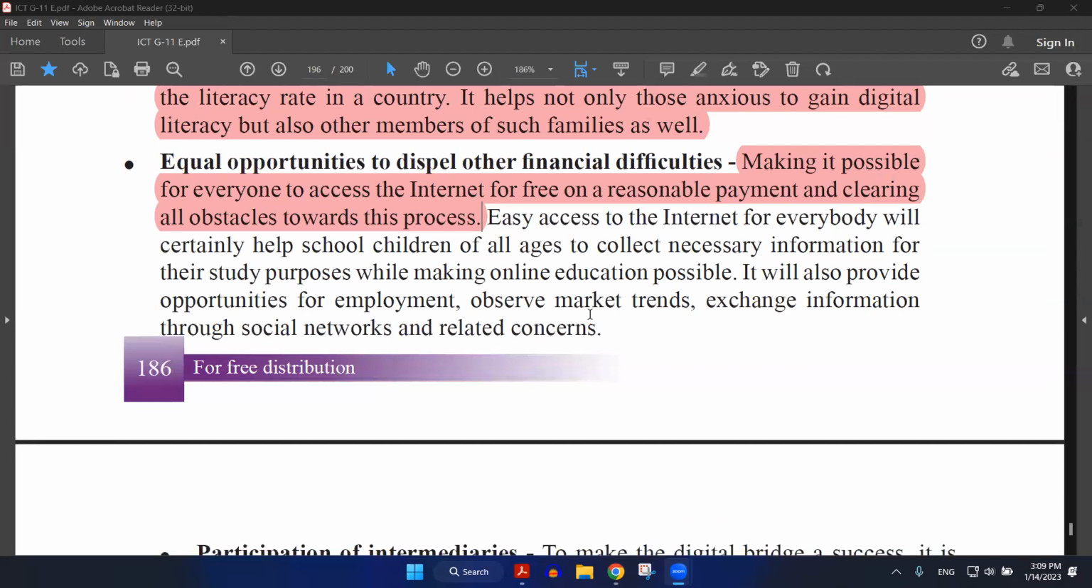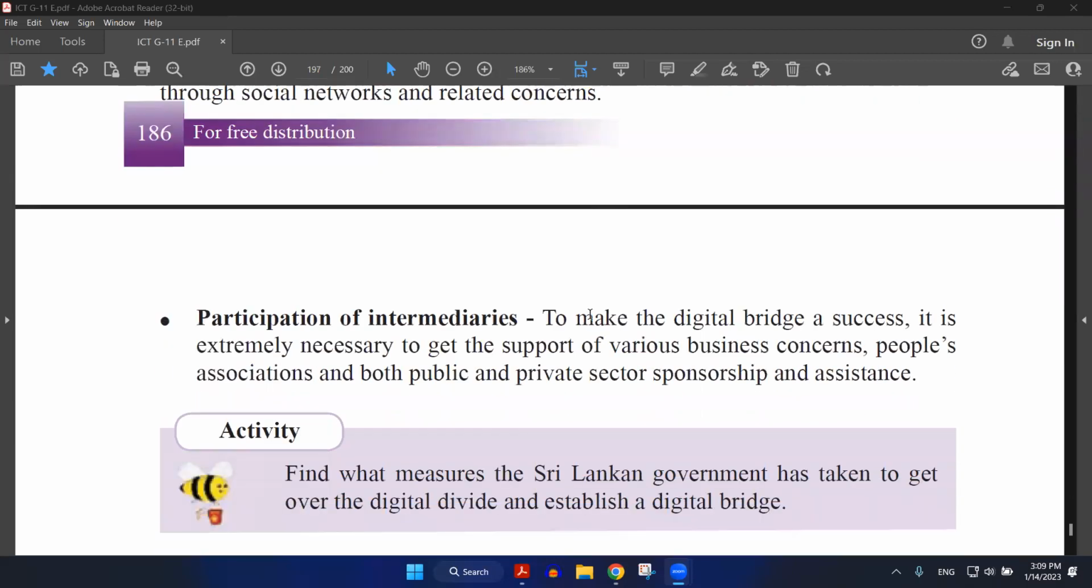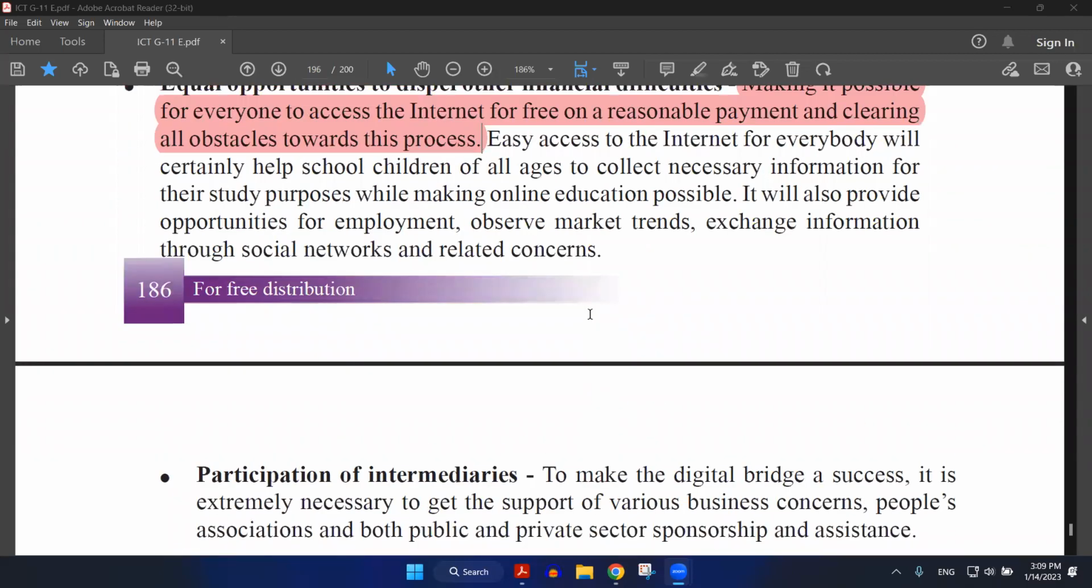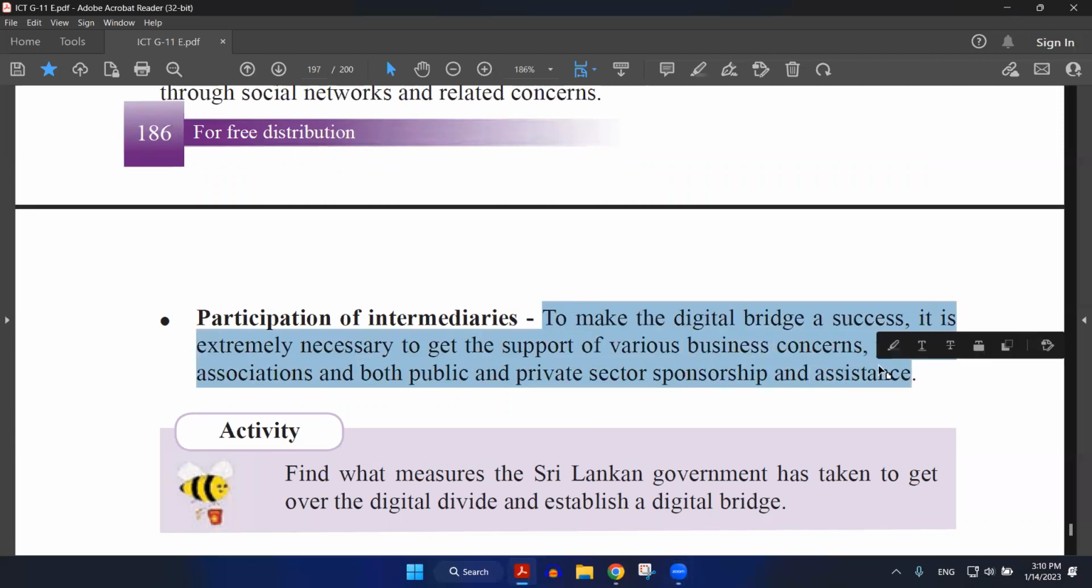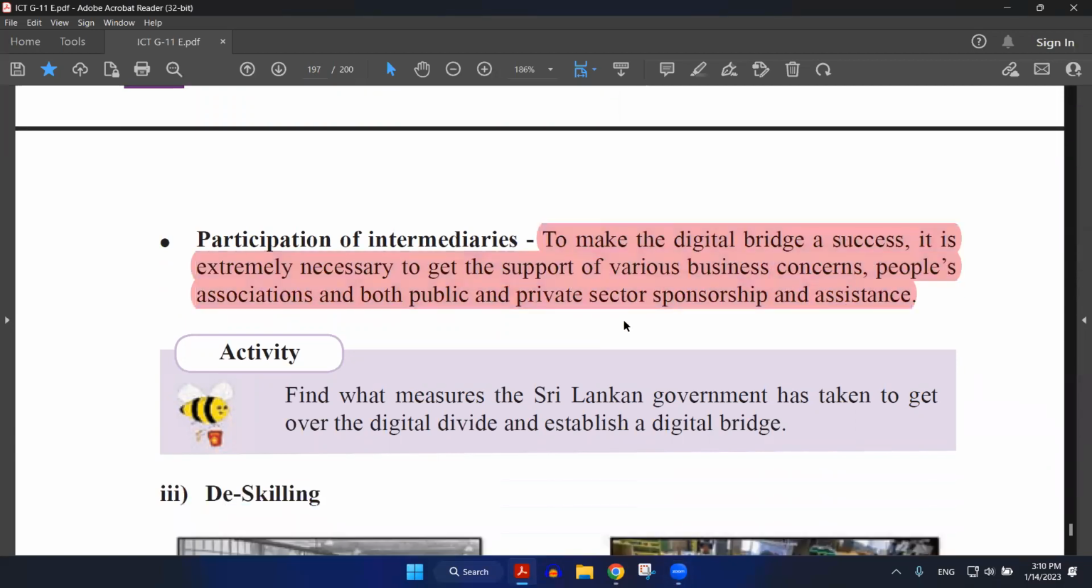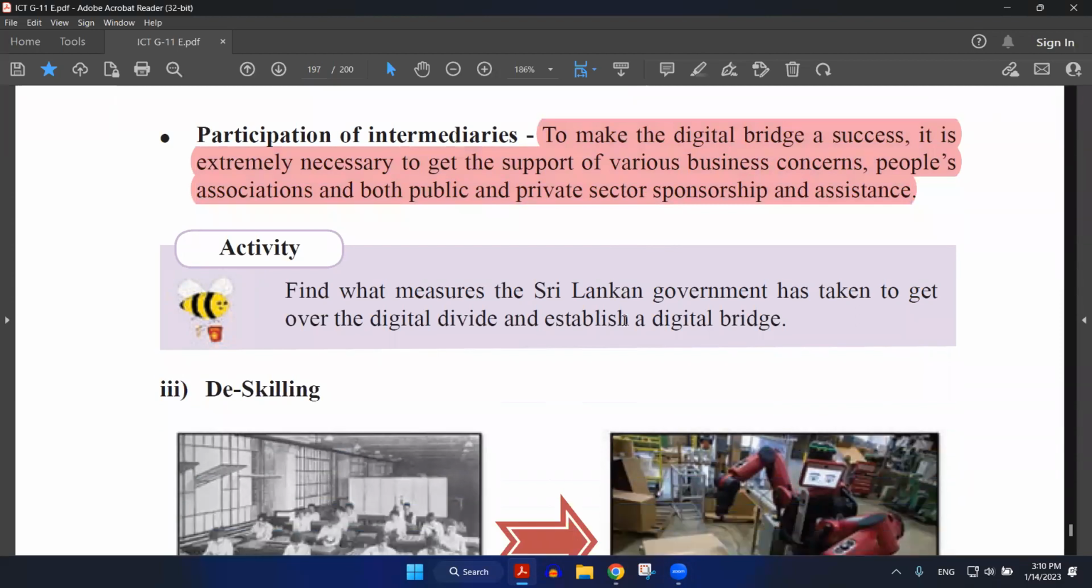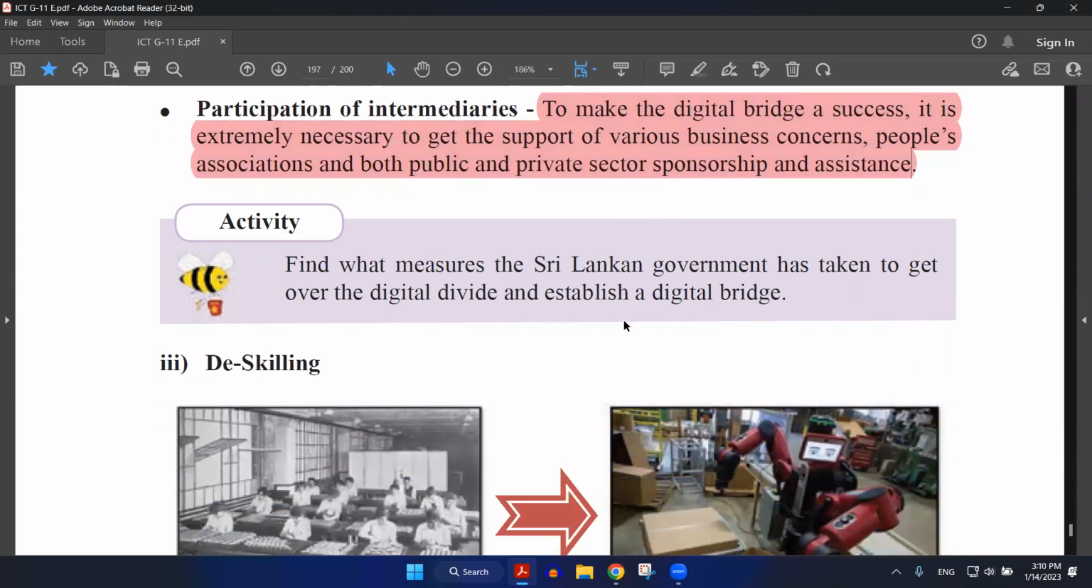Okay. So moving forward, we got another 1 point over here. Yeah, write this as well, people. So it will be the very last point under the digital divide. Then we are going to go to the second topic, de-skilling.